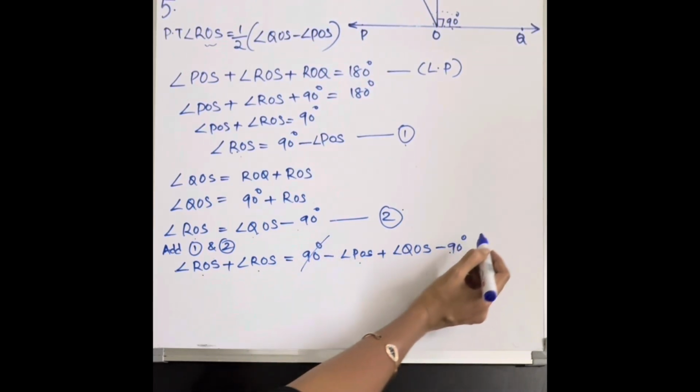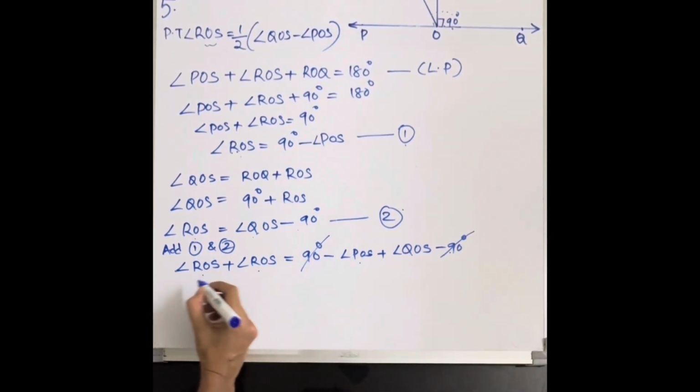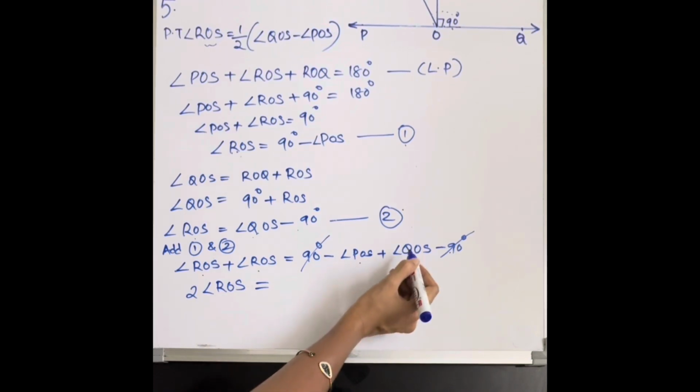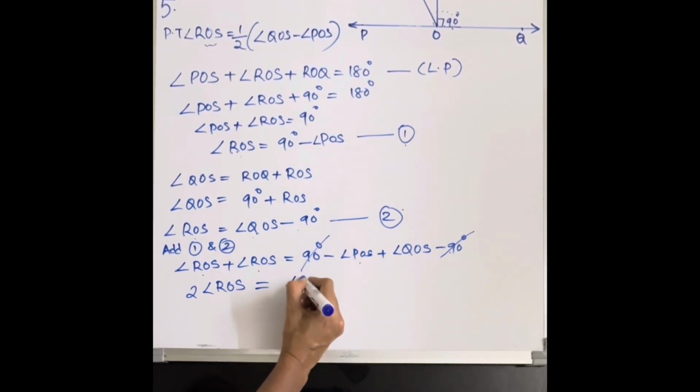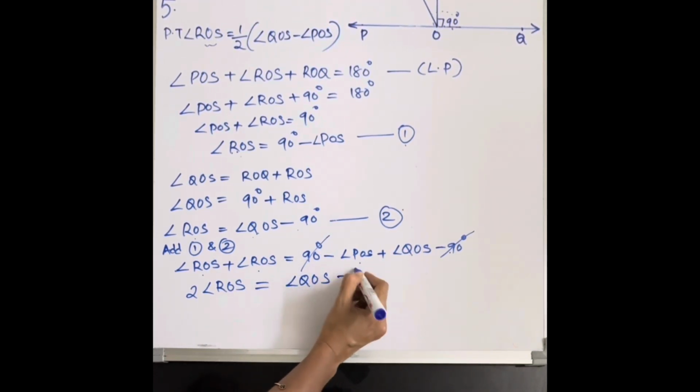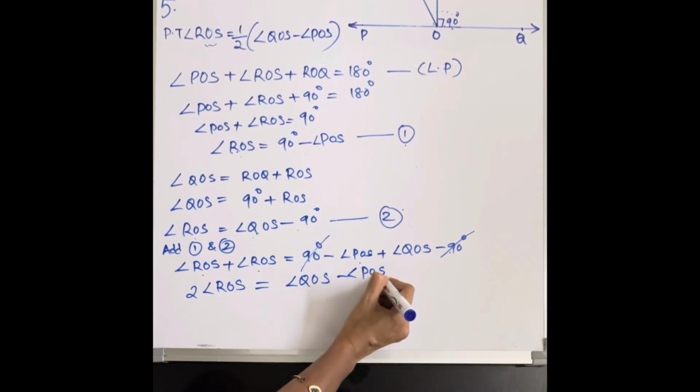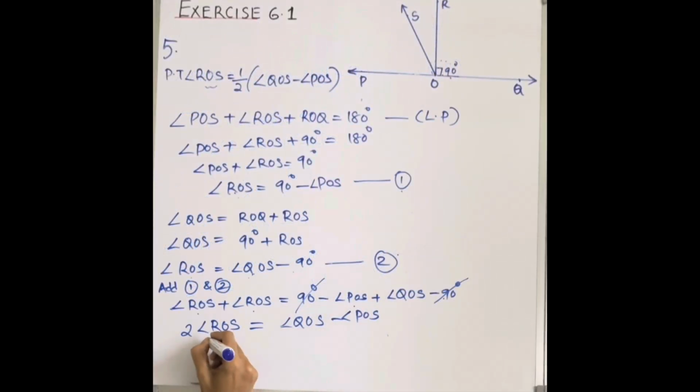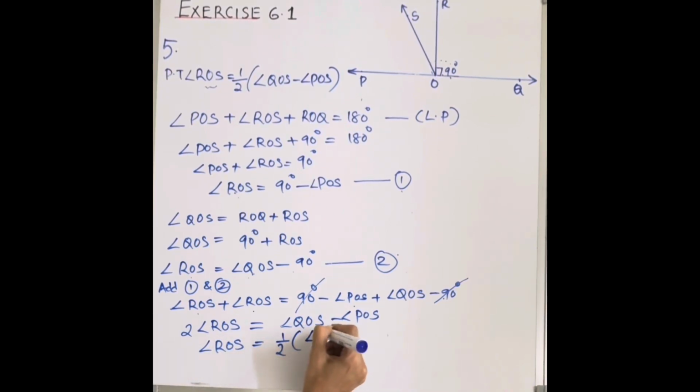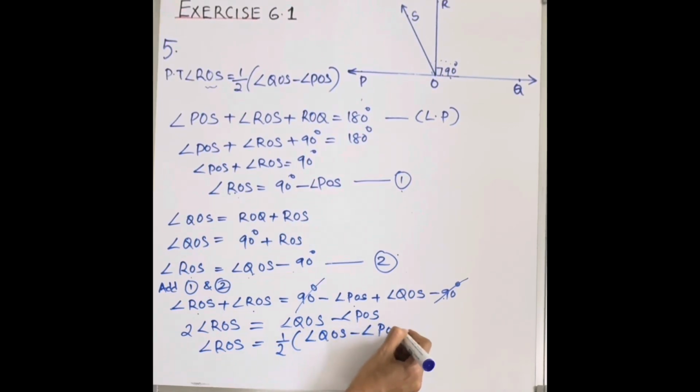So what will happen now? We can cancel off this 90 and 90 degree, and we can write angle ROS plus angle ROS will become 2 angle ROS is equal to angle QOS minus angle POS. So we can write angle ROS is equal to half of angle QOS minus angle POS.